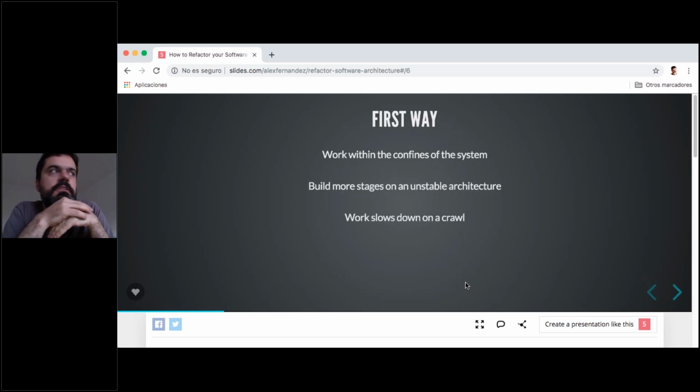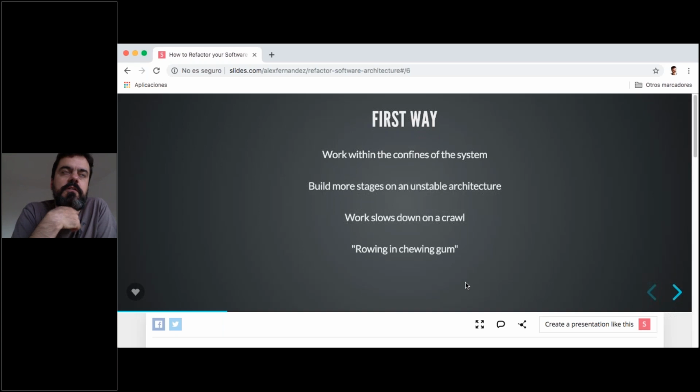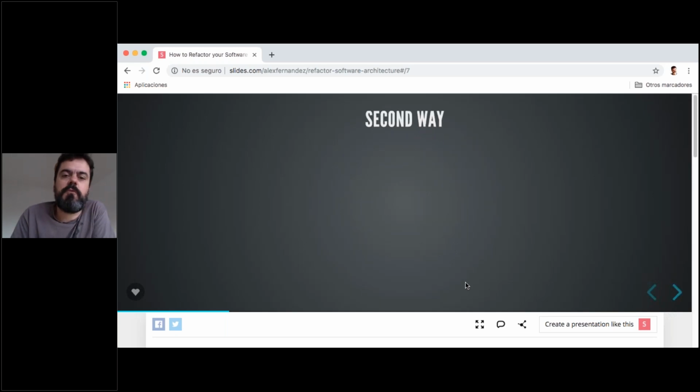Then you see that developers take much longer than they should building very simple features. Everything has to be changed in many places, and everything requires a lot of work. And workers, as they did in the bank, say that they feel like they are rowing in chewing gum. Okay, they row and they row, but it's all chewing gum, so they don't go forward. And this is the usual symptom that something is wrong in the system. Okay, so you think this is not going well. So let's see the second way.